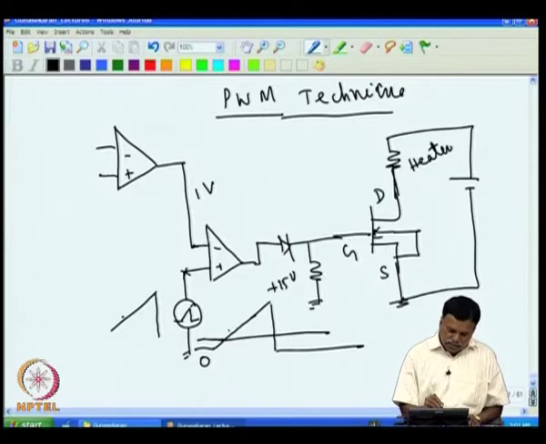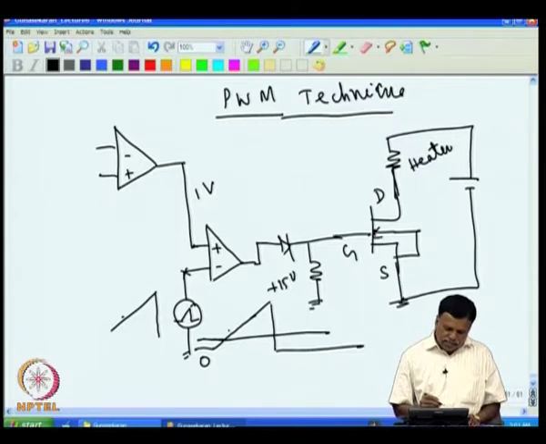If this voltage is below 1, this is high, because this is, say, it starts from 0. Once it goes above 1, then this will go high. Or I can do it the other way around, and change the polarity of this, which would be easier. I remove this plus and minus, and put the minus here and plus here.